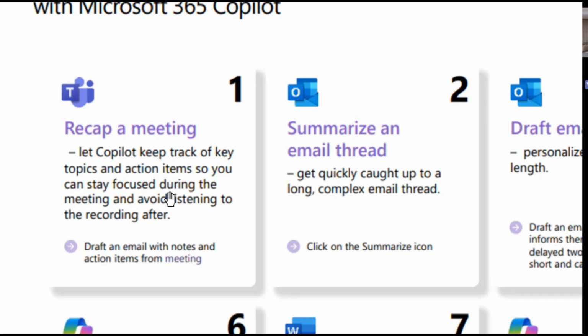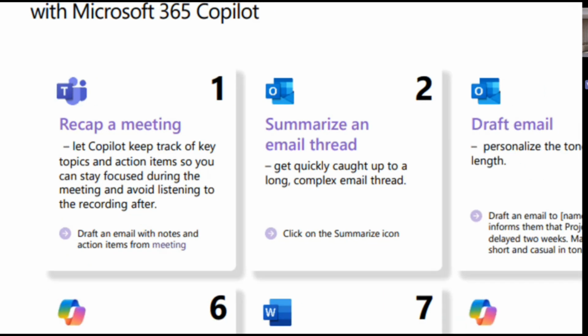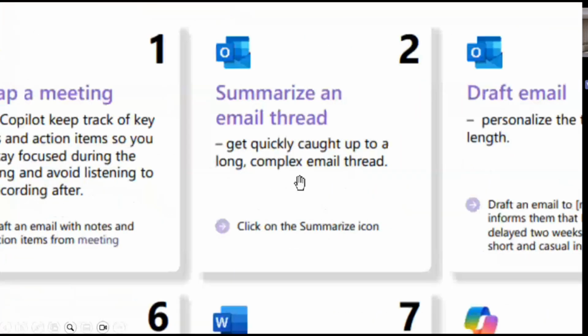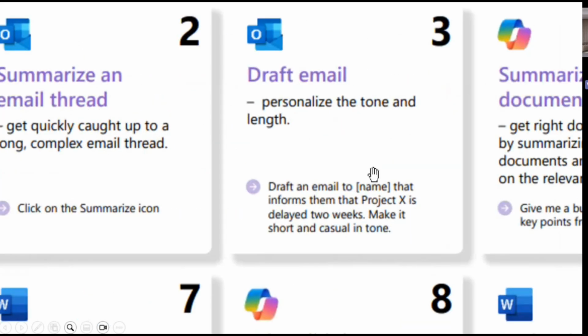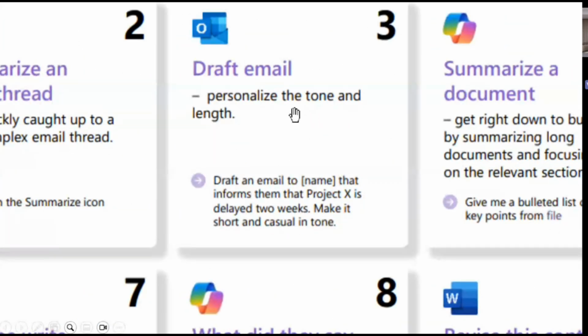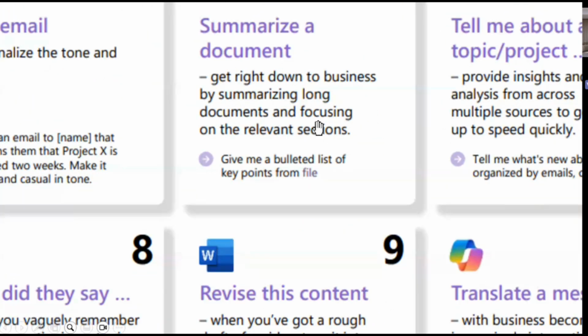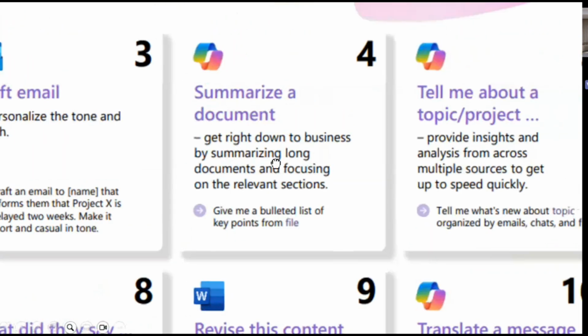And if you have any sort of email thread, you can use that thread. You can get to know what happened in this long, complex email thread and what your action item is. Third, you can draft an email, as I showed. You can choose the tone and the length accordingly. Whatever you want to summarize as a document, you can do that.